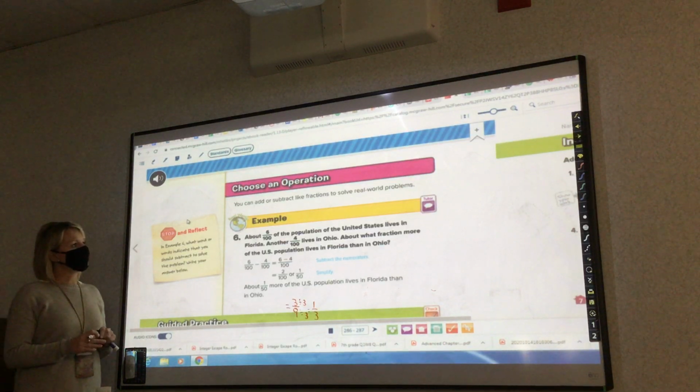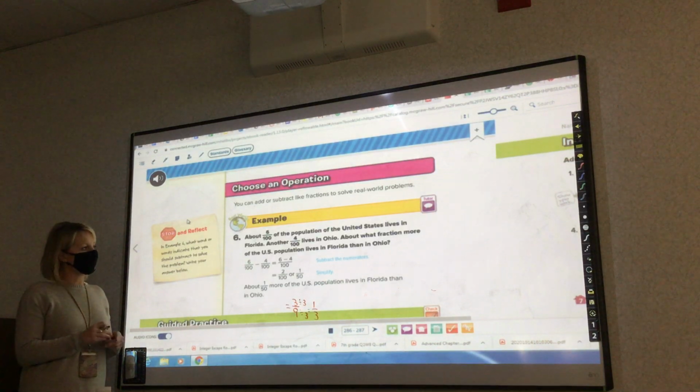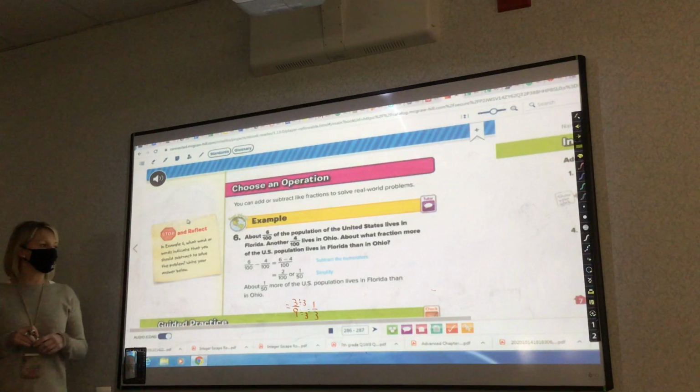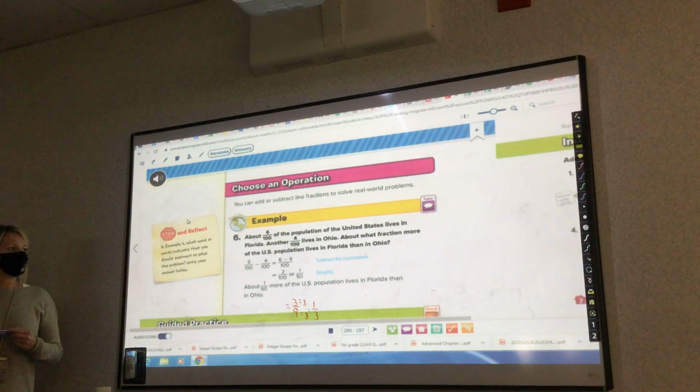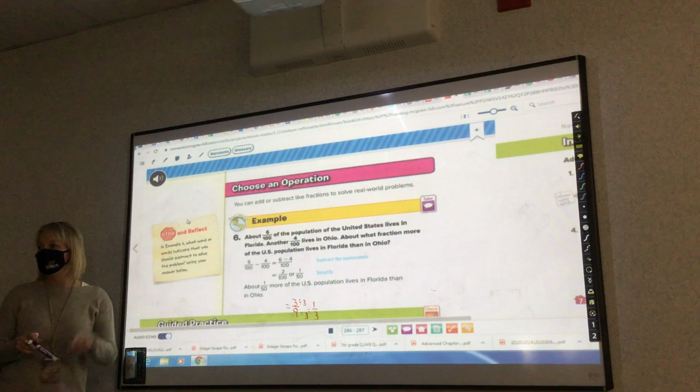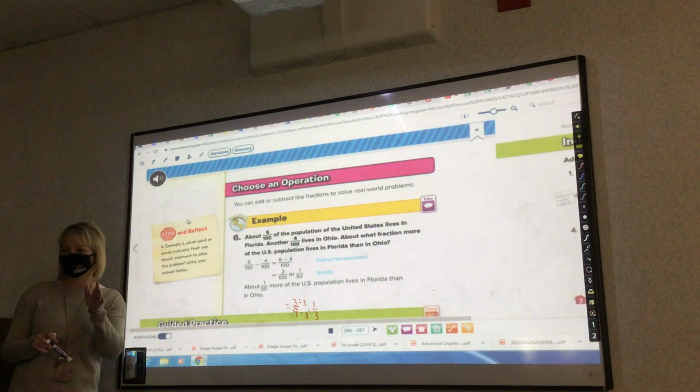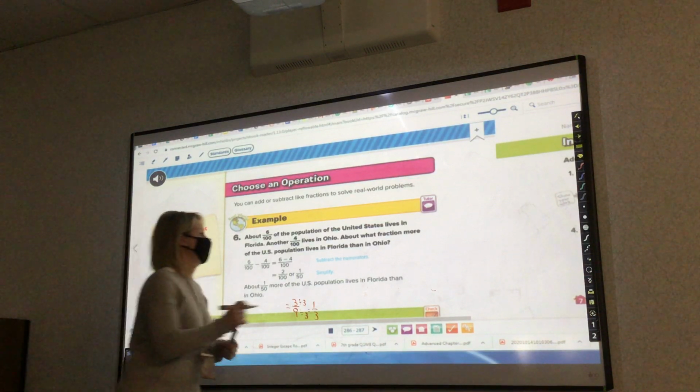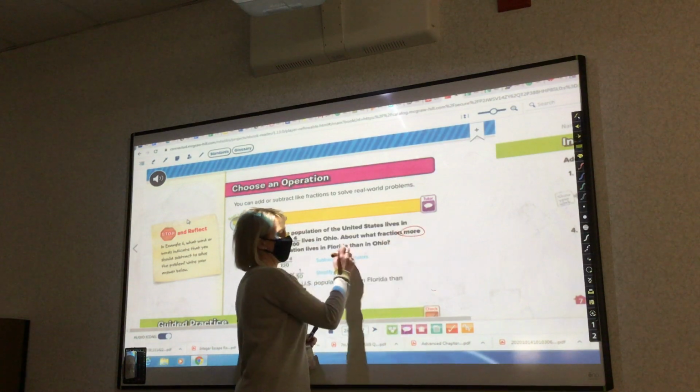It says you can add or subtract like fractions to solve real world problems. About 6/100 of the population of the United States lives in Florida. Another 4/100 lives in Ohio. About what fraction more of the US population lives in Florida than Ohio? What's my clue word? More. More than.